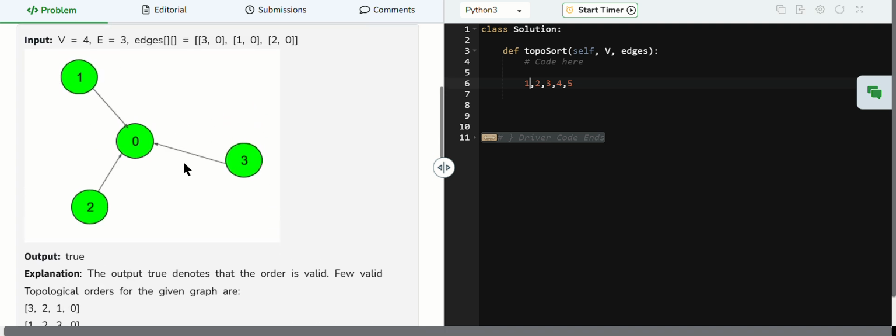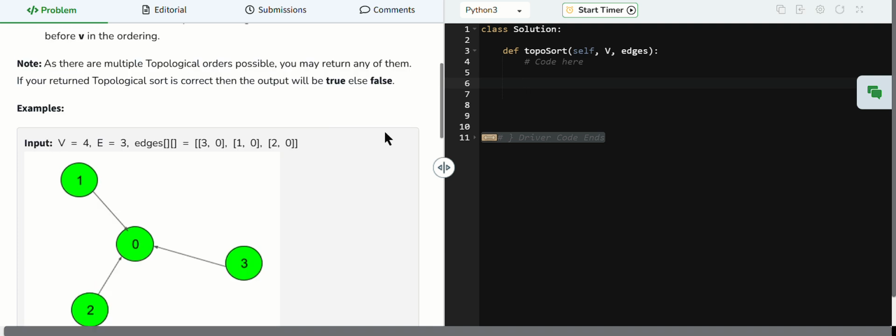For this one the topologically sorted array is like 3 1 2 0, with 3, 1 and 2 before 0. Here the parents of 0 are 3, 2 and 1, so these all come before 0. And there is no parent of 1, no parent of 2, and no parent of 3. So these 3 are independent, so they can come together. Fine. So this is a topological sort.